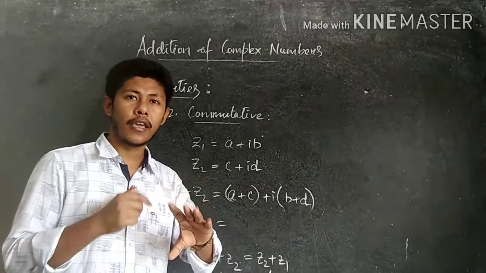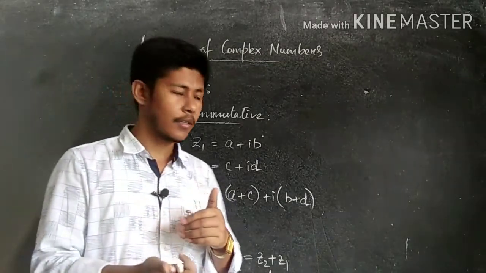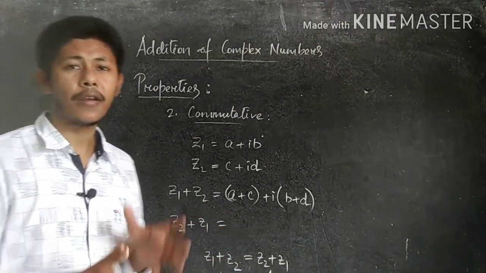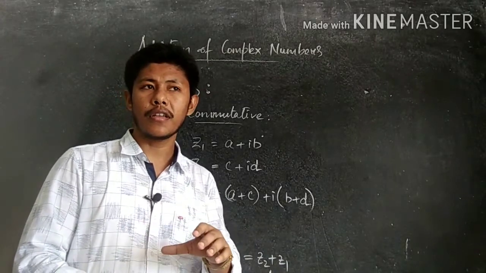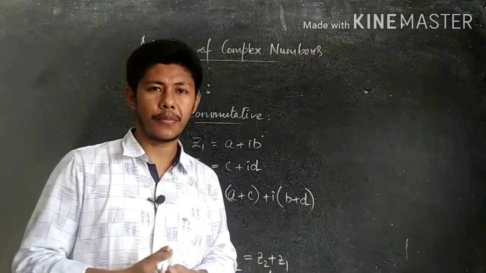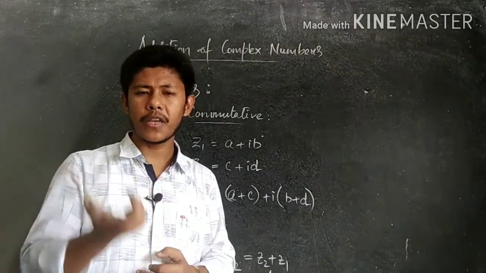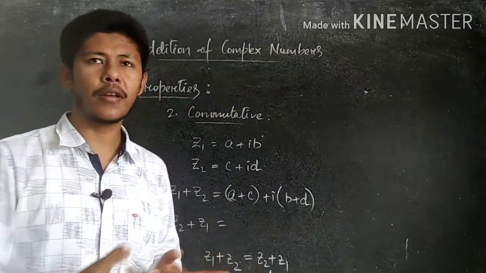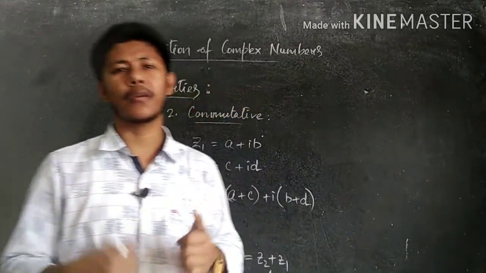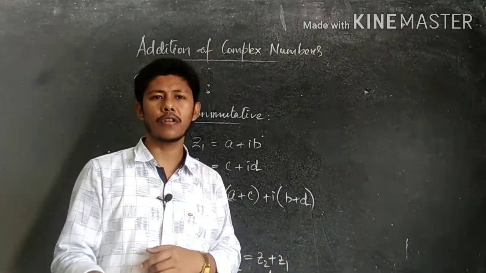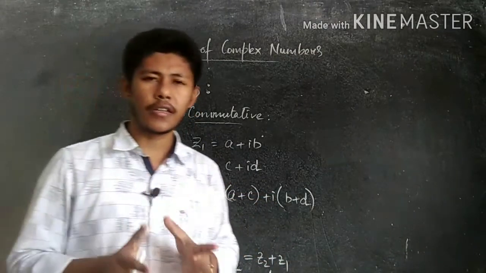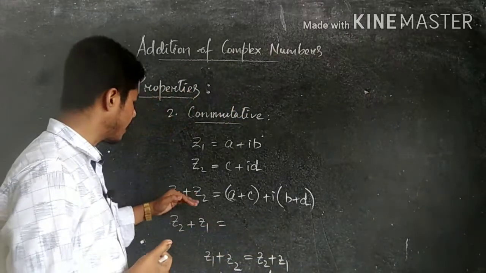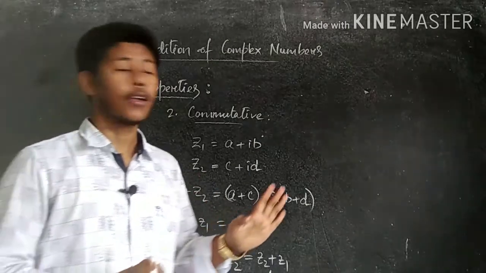That means if we add two complex numbers either in the form z1 plus z2 or z2 plus z1, and both results are the same, then we can say it is commutative. This is not applicable in case of subtraction, because if you consider an example, 2 minus 3, we get minus 1 as the result, and 3 minus 2, what do we get? We get 1. So 2 minus 3 is not equal to 3 minus 2, isn't it? So that's why in case of subtraction commutative is not applicable. Only in case of addition we get the commutative law.